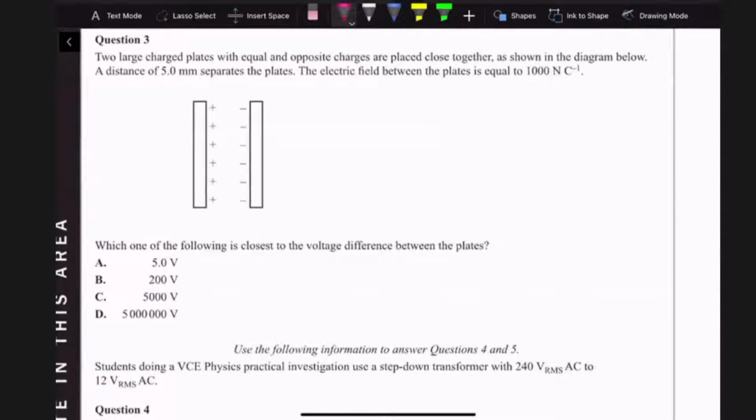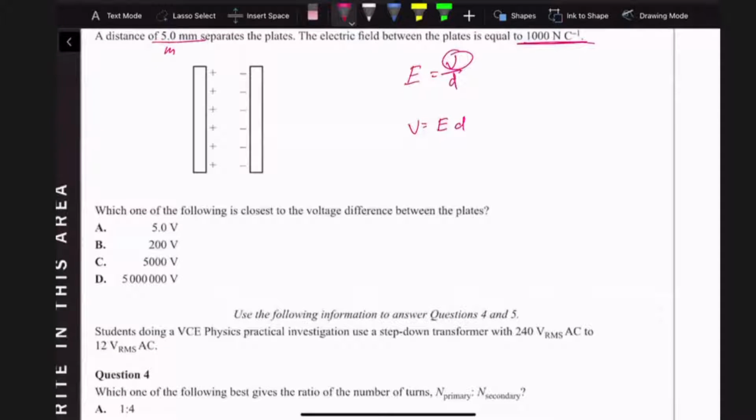So question 3, there are 2 different plates, and we know to find the electric field, E equals V on D. But this time they're asking to find V, so just rearrange it and sub in E, which is this one, and D is 5 millimeters, but you have to convert that to meters because of SI units, and you should get A.